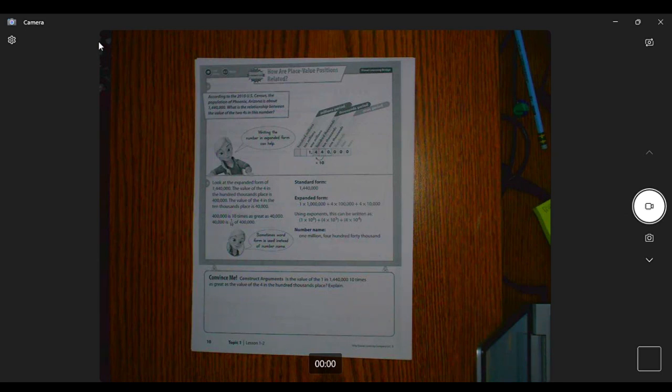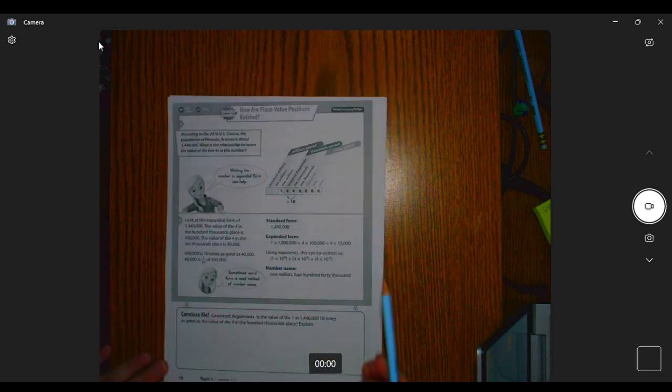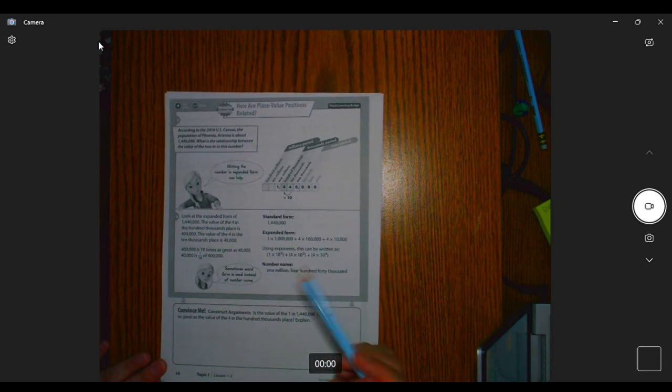Hey, welcome back. Today we're going to be talking about place value relationships. Now, I know in 4th grade you've learned how each jump is worth 10, but we can use these place values to expand out numbers and to use our exponents that we learned about in the last video.